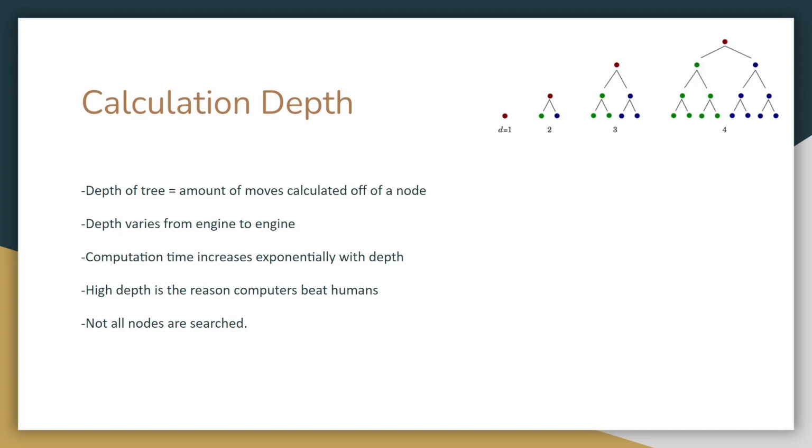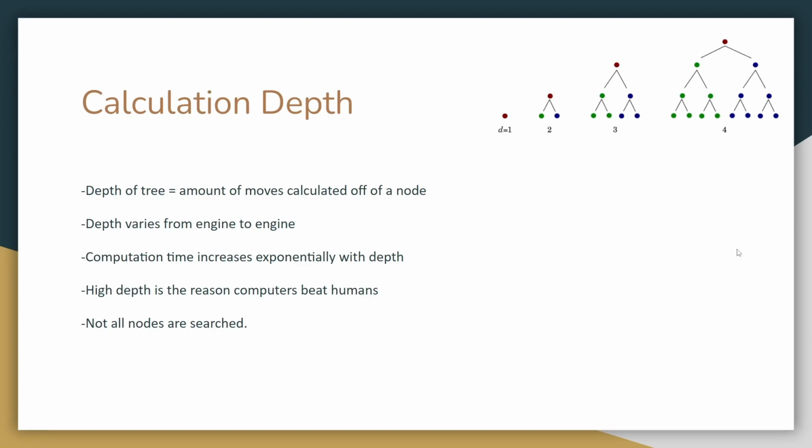Calculation depth is something I want to bring up with regards to the algorithms themselves. The depth of a tree is the number of moves calculated off of a given node. Let's say we have a starting board. How many moves deep do we want to calculate in order to assign evaluations? A typical human would probably do something like 3 or 4 moves in advance. That's how deep they could calculate. The depth varies from engine to engine, depending on the power as well as the efficiency. Computation time increases exponentially with depth.